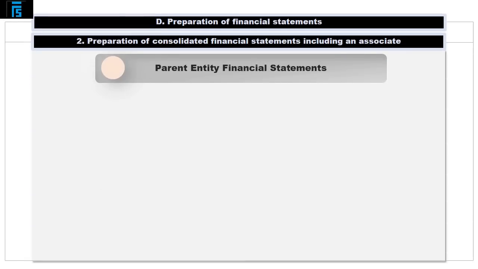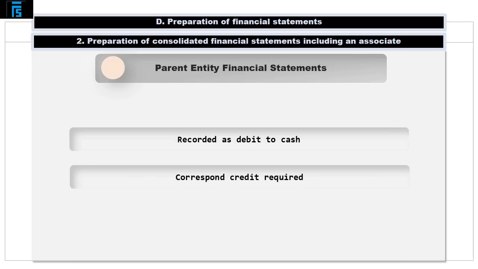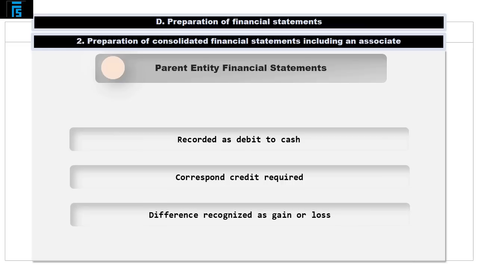Let us first focus on the accounting entries that will appear in the individual financial statements of the parent entity. The disposal proceeds will need to be recorded perhaps as a debit to cash, and a corresponding credit will be required to eliminate the carrying amount of the investment in the subsidiary from non-current assets. Any difference between the amounts of the debit and credit entries will be recognized as a gain or loss in the parent's individual profit or loss.